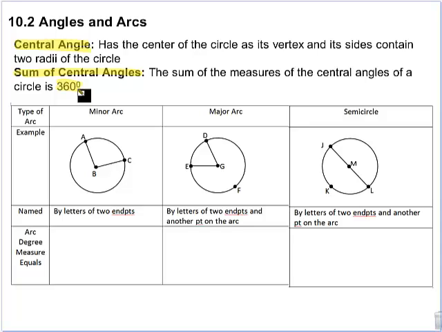We have two major types of arcs. We have a minor arc and a major arc, and then we can also have a semicircle. Okay. So a minor arc, that would be this example right here. This is a minor arc. It's a minor arc because it is less than 180 degrees. It's less than half the circle.